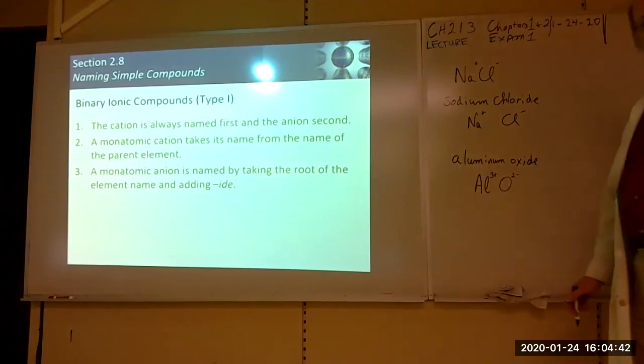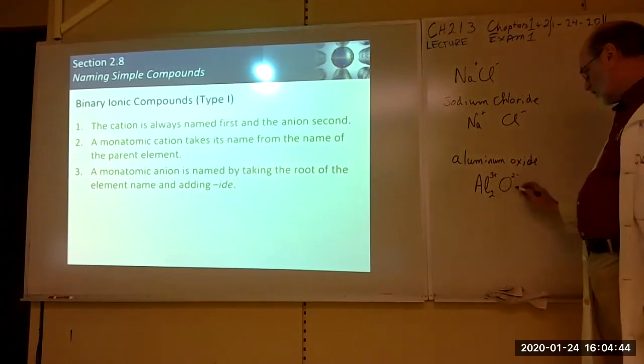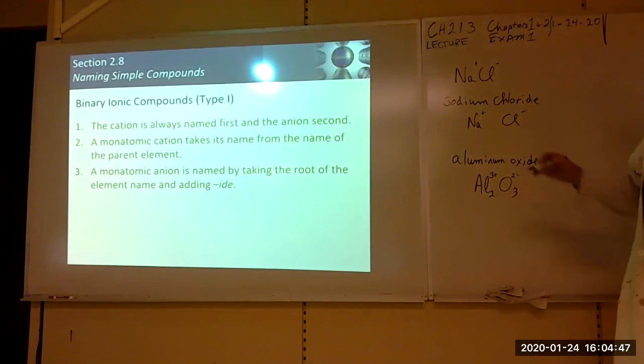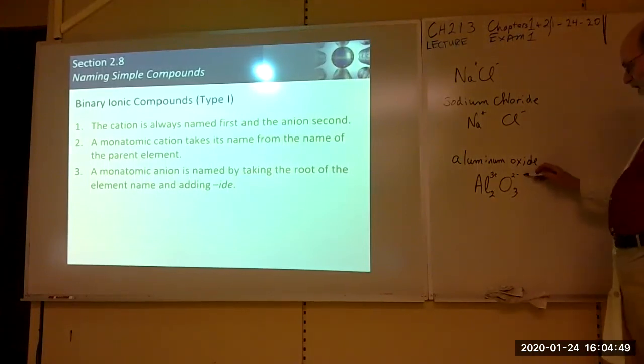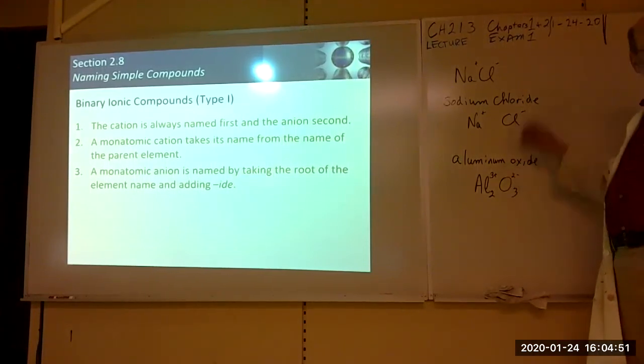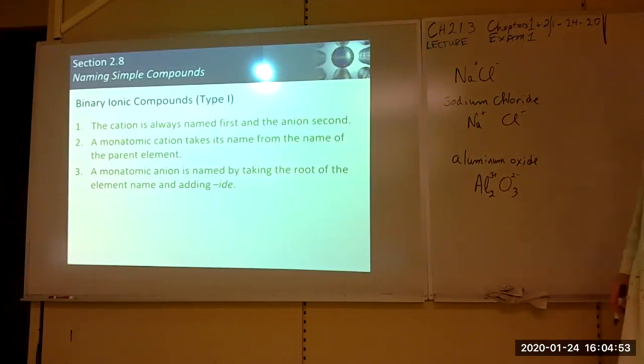Cross multiply. Take the 2 down here, 3 down there. Check yourself. 3 times 2 minus is 6 minus. 2 times 3 plus is 6 plus. Balanced. Okay? Those are type 1 compounds.